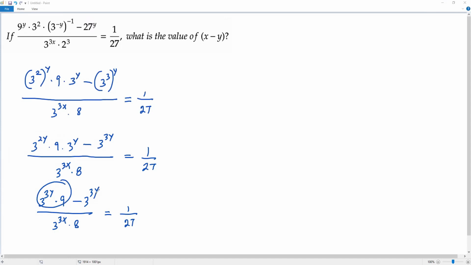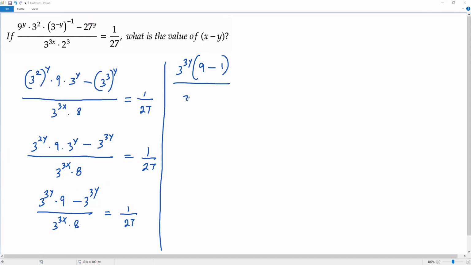Okay, when I consider these two terms in the numerator, both the terms have the greatest common divisor, 3 to the power of 3y. So we can factor 3 to the power of 3y out. Let me do it. When I factor 3 to the power of 3y out, to get the stuff inside the parenthesis, we have to divide both the terms by the one I factored out, that is 3 to the power of 3y. When I divide the first term by 3 to the power of 3y, I am getting 9, negative. When I divide this one by 3 to the power of 3y, I am getting 1, divided by 3 to the power of 3x times 8, equals 1 over 27.